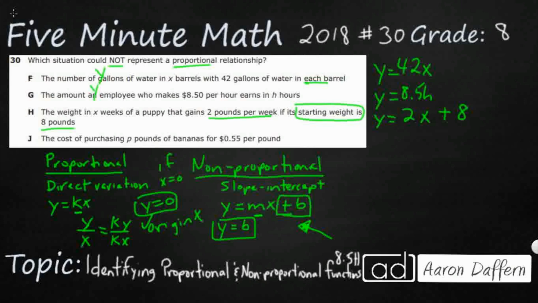The cost of purchasing, so the cost is Y, P pounds. If you've got 0.55 per pound of bananas there. And so you're going to notice that 0.55 P, all of these are doing that y equals kx, that direct variation. But if you have a starting weight, if you have an additional cost, an initial fee, startup fee, that's going to be the one.